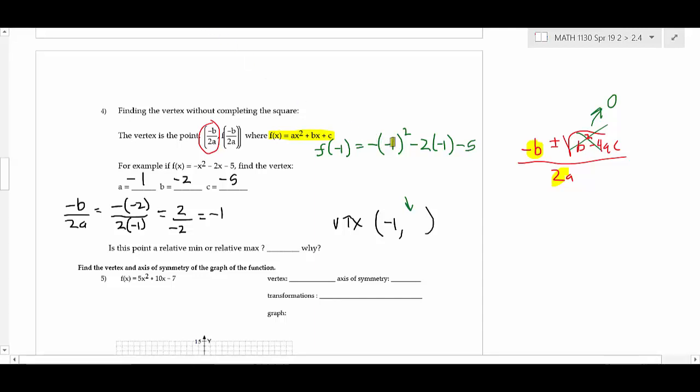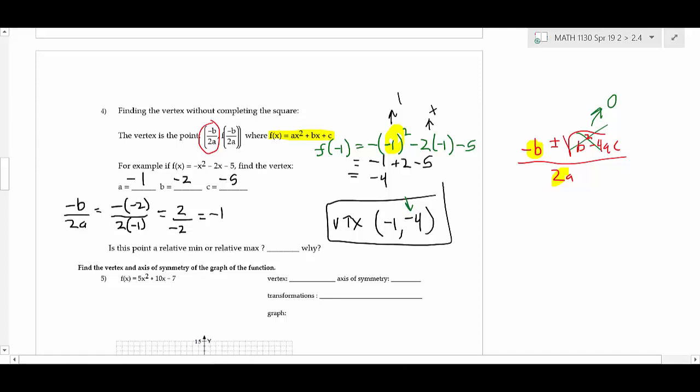Be real careful about this part right here, though. That's -1 squared is 1, but then the negative reattaches to give -1. So it's just the opposite of -1 squared. And then this part right here would be positive because you're multiplying two negatives. So we'd end up having 1 minus 5, or -4. So that's your vertex right there.